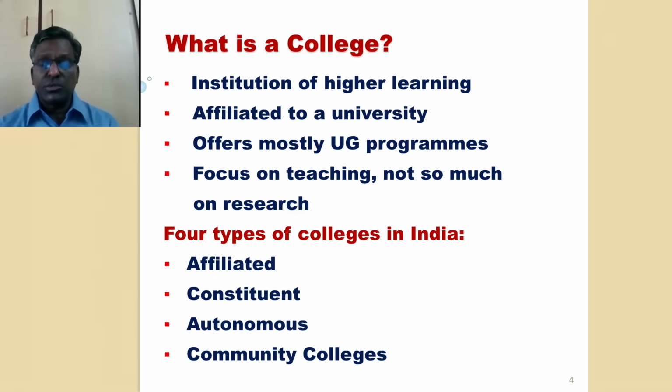Now, what is a constituent college? A constituent college, by nature, by character, is more or less like an affiliated college, but it comes directly under the purview of a university. For instance, Ramanujan College is a constituent college, whereas Loyola College, Chennai is an autonomous college, but it is affiliated to Madras University. Now, the third category is an autonomous college. Very few colleges in India have this status, that is the status of being an autonomous college.